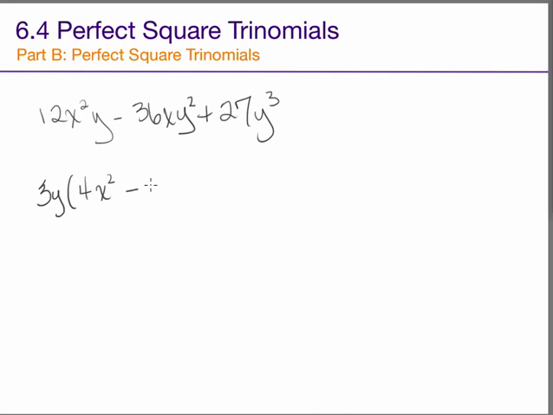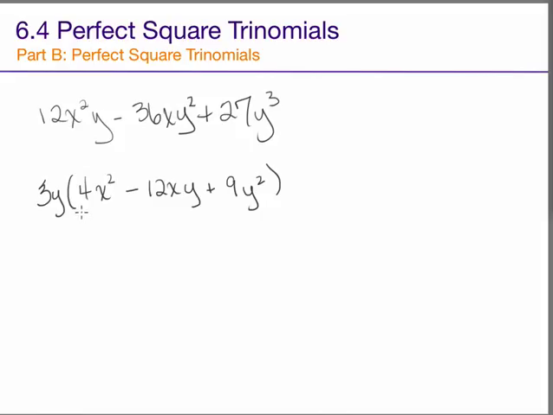What's left over in this term is 12xy. 3 times 12 is 36, times x, y times y is y squared. In this term, I need 9y squared to multiply by 3y to get 27y cubed.